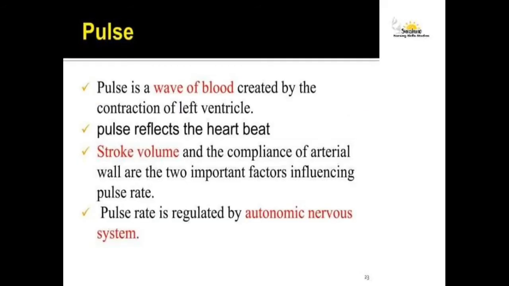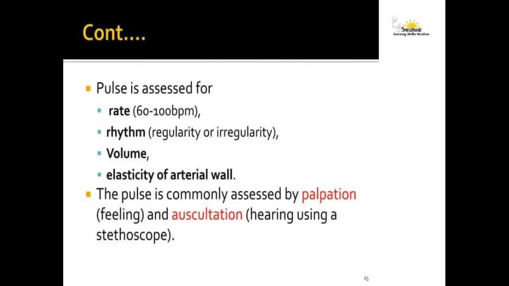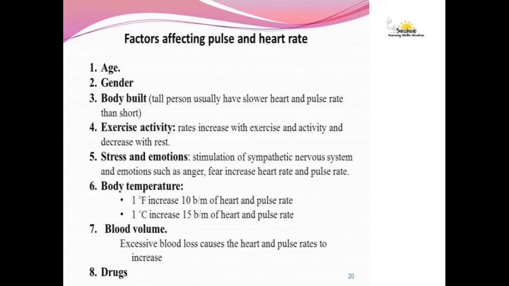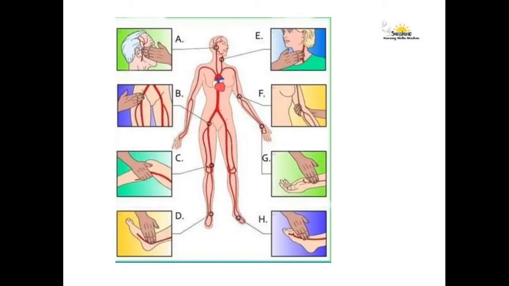Pulse. It is considered to be one of the most important vitals. The normal pulse rate in a healthy human ranges between 60 to 100 beats per minute, and it is assessed for rate, rhythm and volume. Some of the factors that affect the pulse: age, gender, body build, exercise activity, stress and emotions, body temperature, blood volume, drugs. The following are the sites where we can feel the pulse.